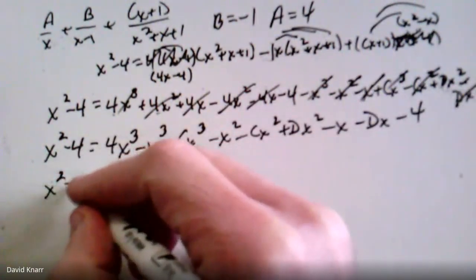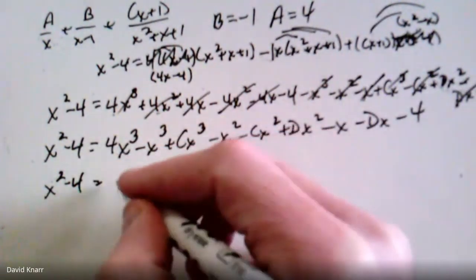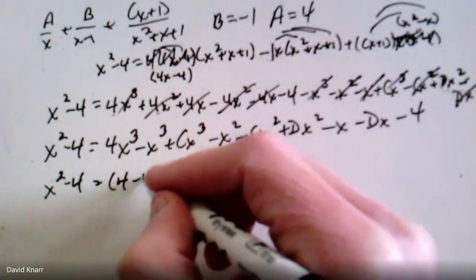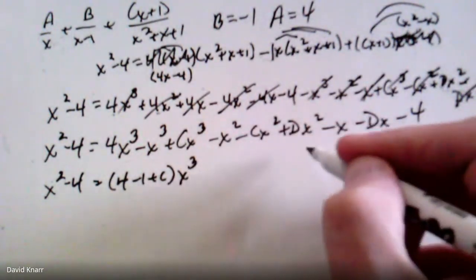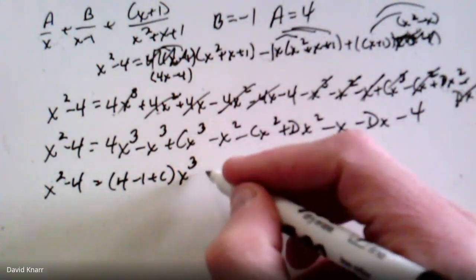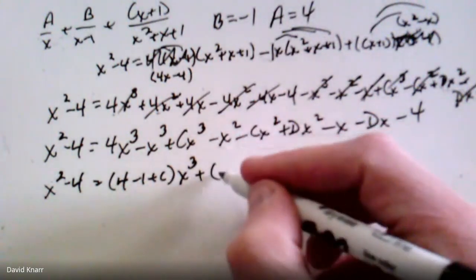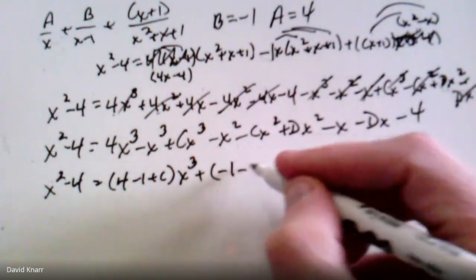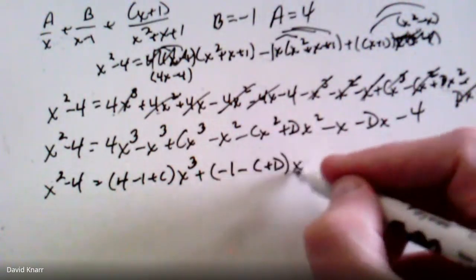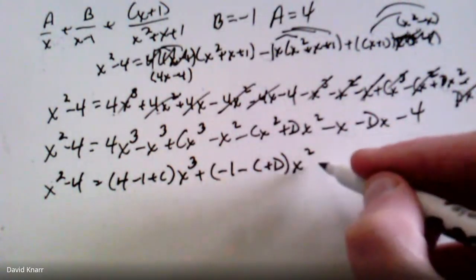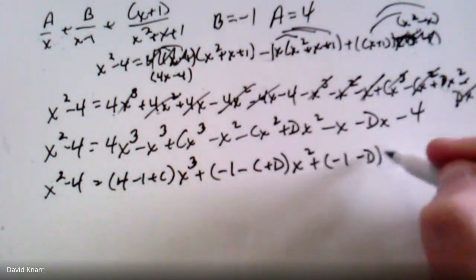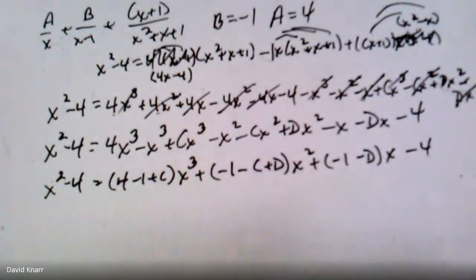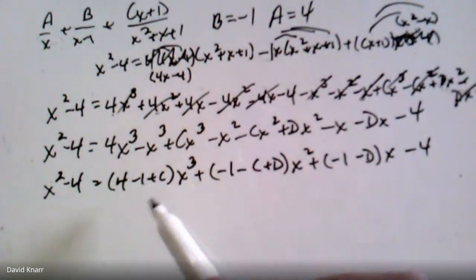All right. So now let's factor out. If we take out x cubed, we'd have 4 minus 1 plus c, times x cubed. And then if we factor out x squared, we're going to put a plus here. We're going to leave this as minus 1 minus c plus d, times x squared. And then we'll put a plus here again, and then we'll have minus 1 minus d, take out x, and then minus 4 by itself. Okay, now we're going to equate the coefficients.